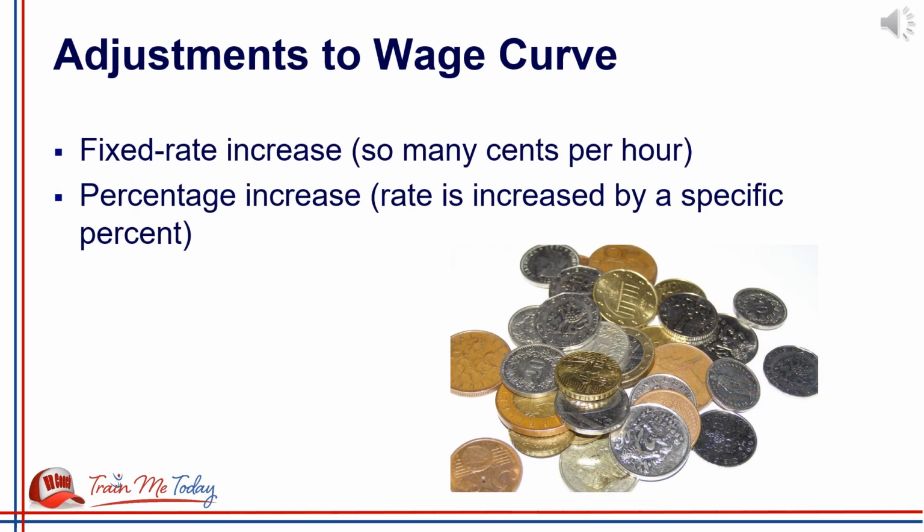Some administrative problems may arise when the wage structure has to be adjusted due to inflation or internal changes within the organization, such as job redesign. When this happens, adjustments can be made using either a fixed rate approach or a percentage increase. The percentage increase is a beneficial method as it allows for a greater increase towards the top of the wage curve, thus reducing the problem of wage compression.